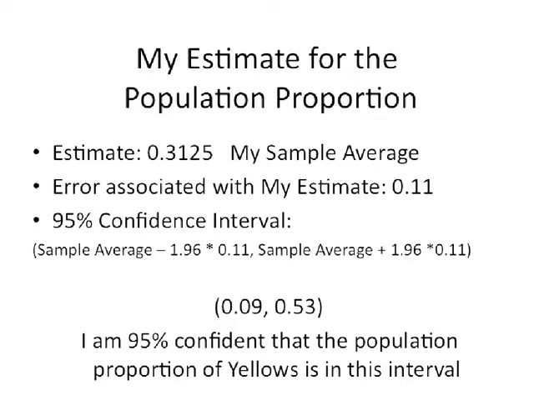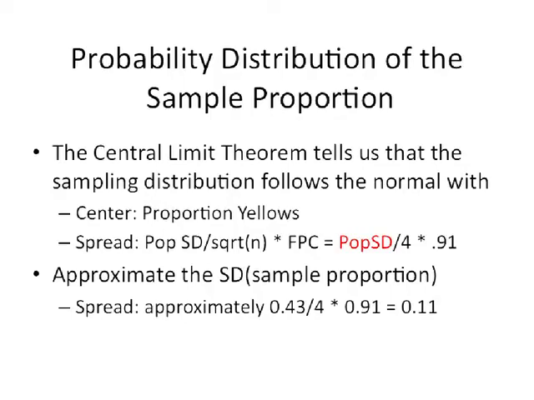Yes? That was, hopefully you got a number similar to what I got, but that was based on this calculation of the standard deviation of the sample proportion. So that's the SD of my sample divided by the square root of 16 times the finite population correction factor, which is 0.91. I'm sorry? That's your error. Right, your estimate for your error, your sampling error.